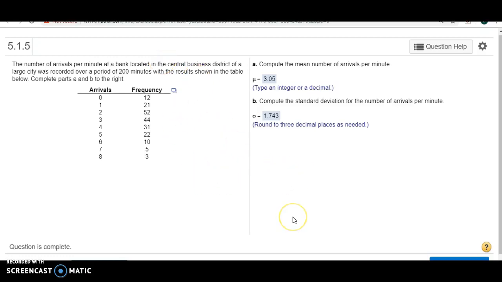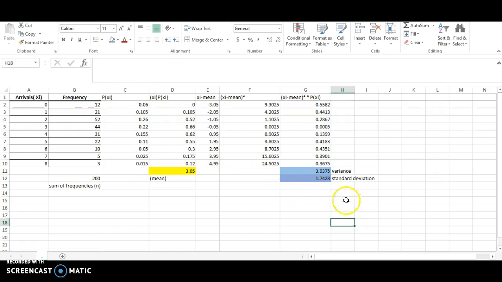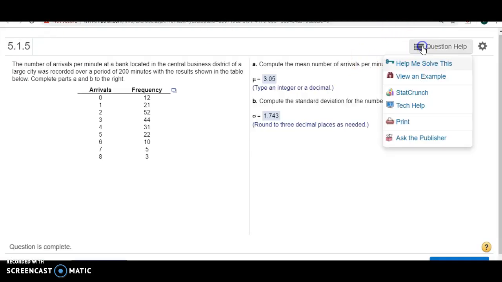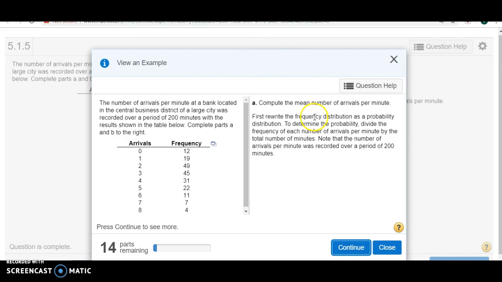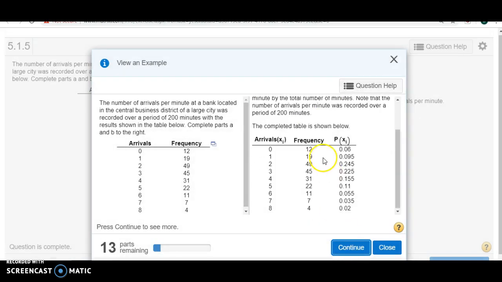Okay, so for this problem, to find the mean and the standard deviation, you can click on this button here and open it in Excel. I've done that and worked the entire problem, but the first two columns are already there for you. The best approach is to click on Question Help, view an example, and take it step by step.